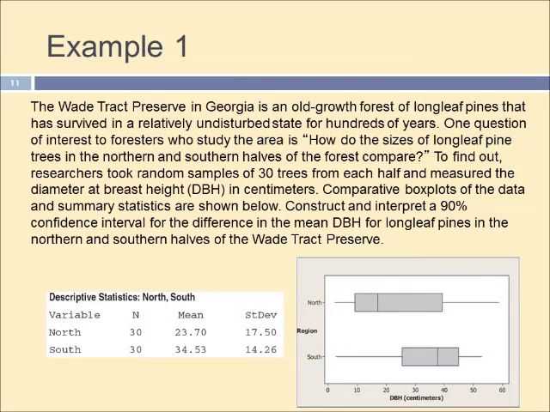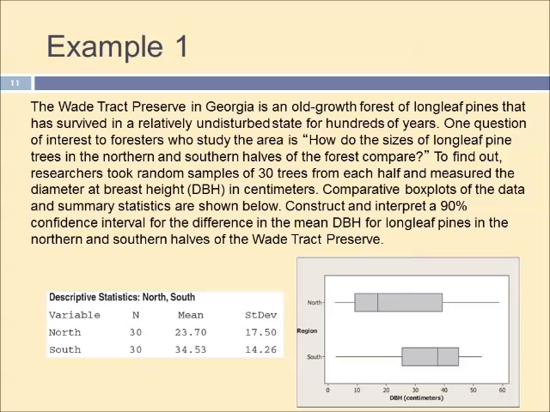Okay, so here's an example. The Wade Tract Preserve in Georgia is an old-growth forest of longleaf pines that has survived in a relatively undisturbed state for hundreds of years. One question of interest to foresters who study the area is, how do the sizes of longleaf pine trees in the northern and southern halves of the forest compare? To find out, researchers took random samples of 30 trees from each half and measured the diameter at breast height, DBH, in centimeters. Comparative box plots of data and summary statistics are shown below.